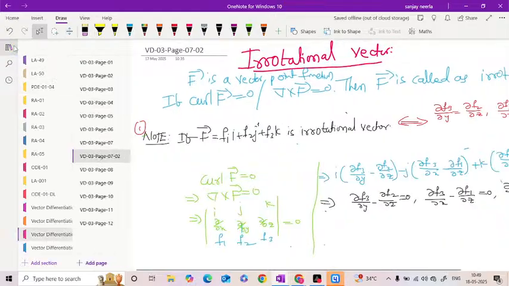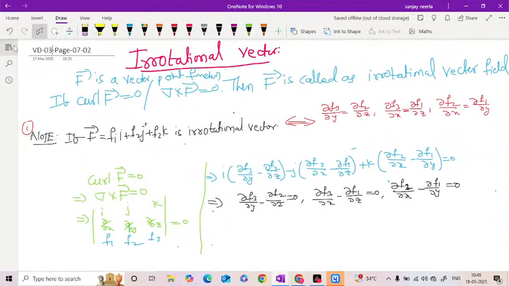Next one, the necessary and sufficient condition for the irrotational vector. Suppose the vector is f1 i plus f2 j plus f3 k. If it is an irrotational vector, definitely ∂f3/∂y must be equal to ∂f2/∂z, ∂f3/∂x must be equal to ∂f1/∂z, and ∂f2/∂x must be equal to ∂f1/∂y. So definitely it must be satisfied. This is the necessary and sufficient condition for the irrotational vector.